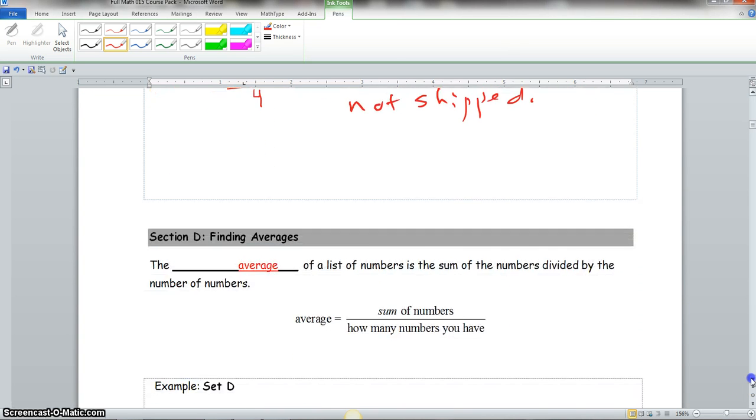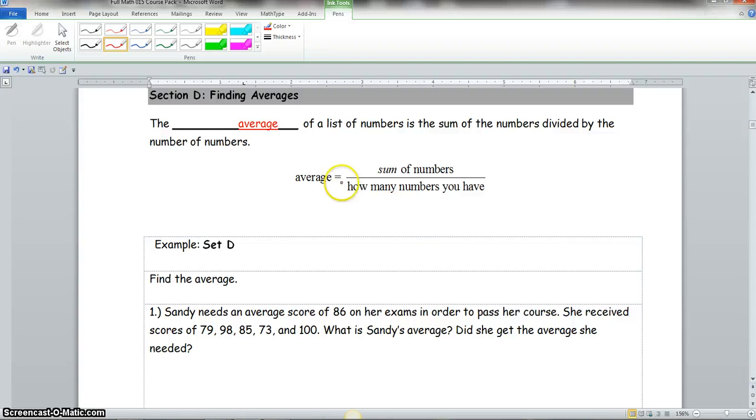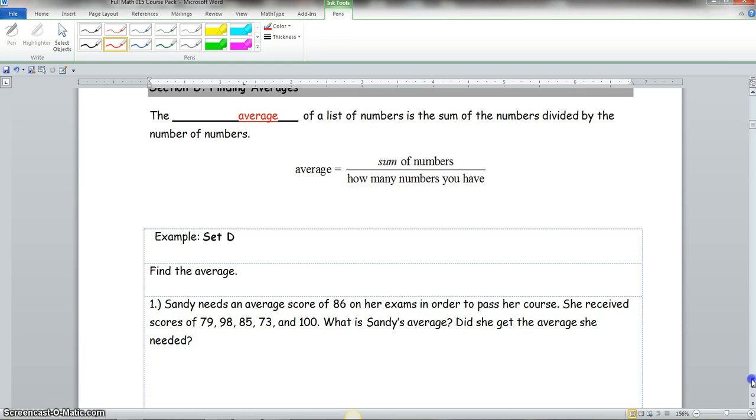Now, we scroll down here to section D. It says the average of a list of numbers is the sum of the numbers divided by the number of numbers. Simply put, the average is equal to the sum of numbers, that's the addition of all the numbers, divided by how many numbers you have. So let's take a look here.